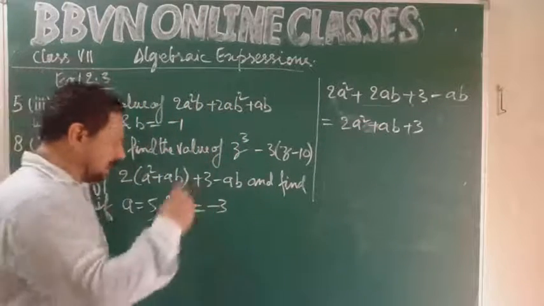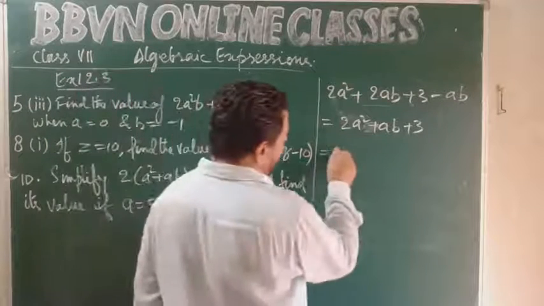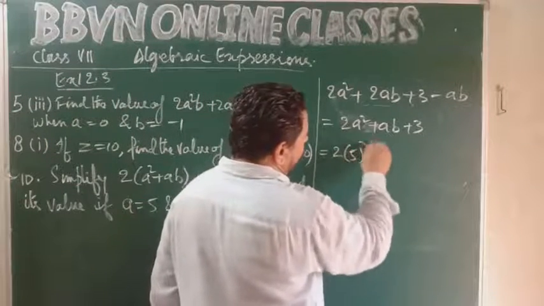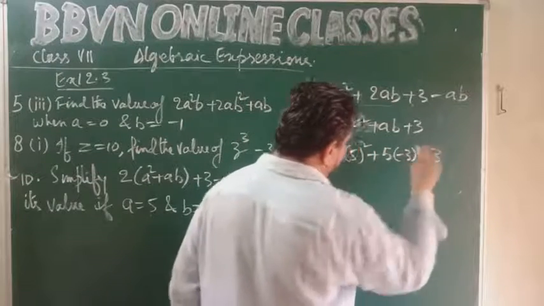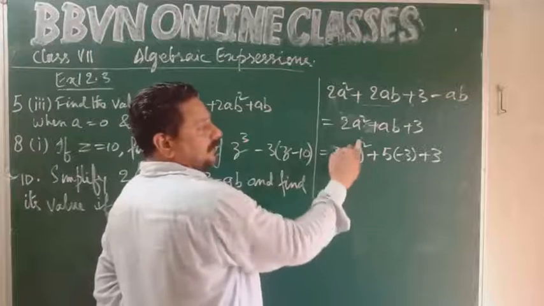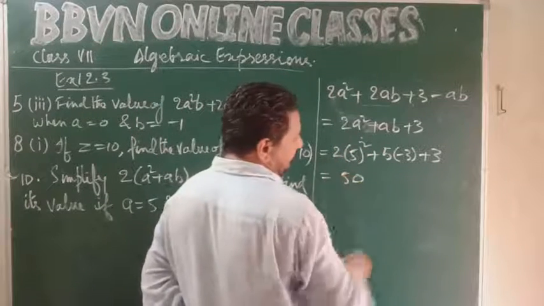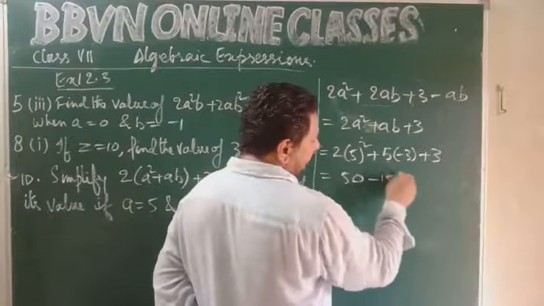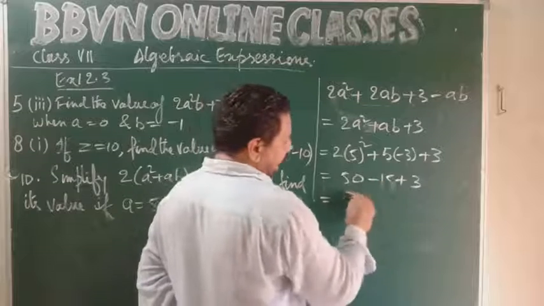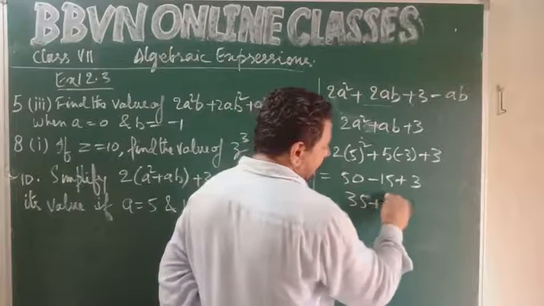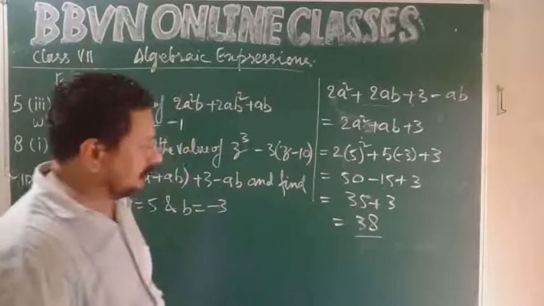Now we have to find its value when a is 5 and b is minus 3. Substitute the values. 2 into 5 square plus a is 5 and b is minus 3 plus 3. Now what is 5 square? 5 into 5 is 25. 25 multiplied by 2, 50. Now 5 into minus 3, minus 15 plus 3. 50 minus 15 is 35 plus 3. What do we get? 38. This is the answer. This is how you solve the question.